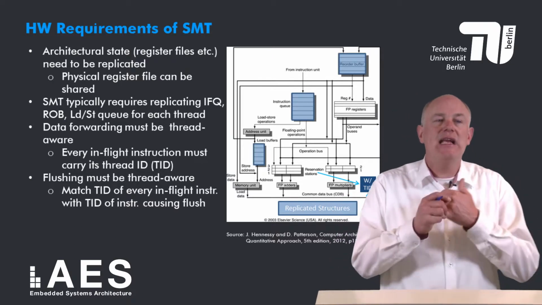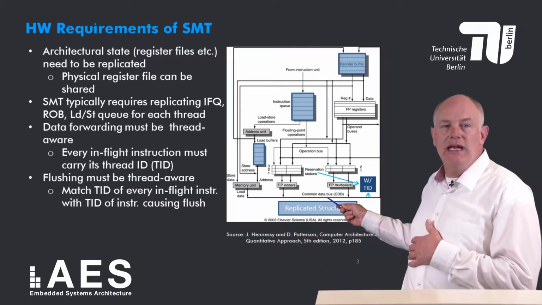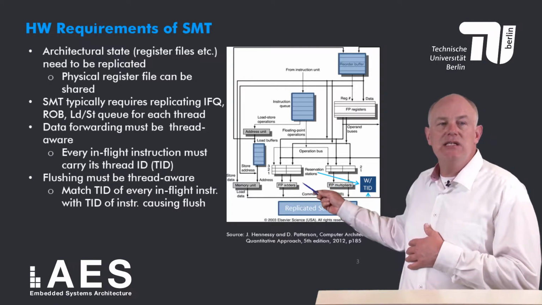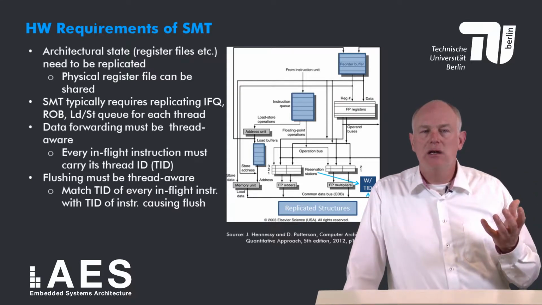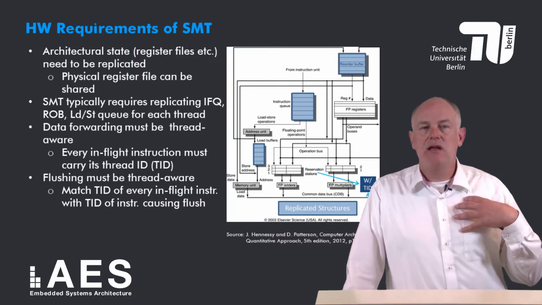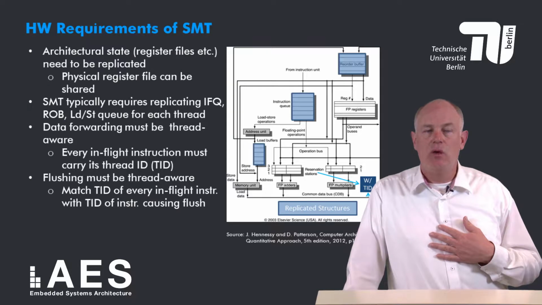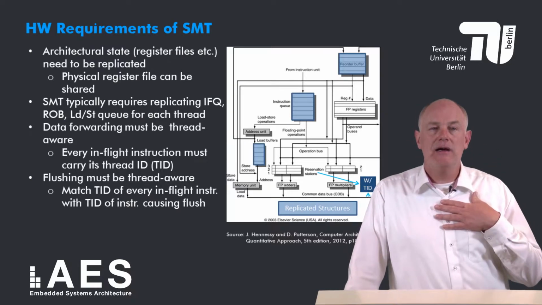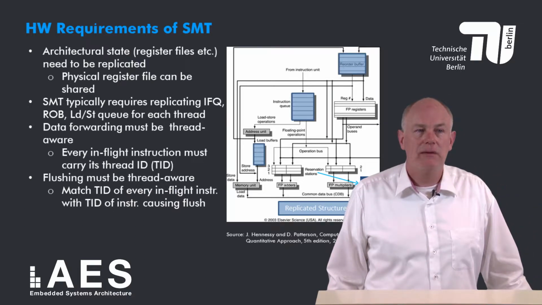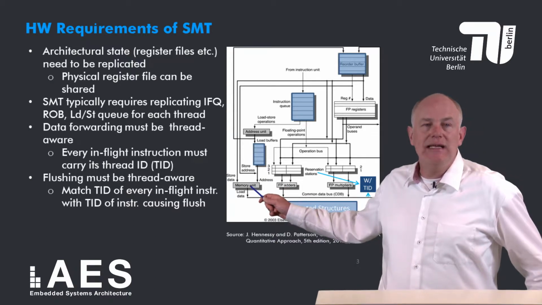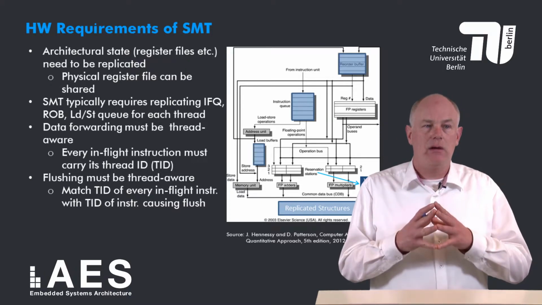Furthermore, the data forwarding must be thread aware. If a result is written to the common data bus, like here, the reservation stations need to know: does the currently finishing instruction belong to the same thread as the thread I belong to or not? Only if it writes a reorder buffer entry of the same thread, then I can potentially be dependent on it. So every in-flight instruction basically must carry its thread identifier, its thread number.